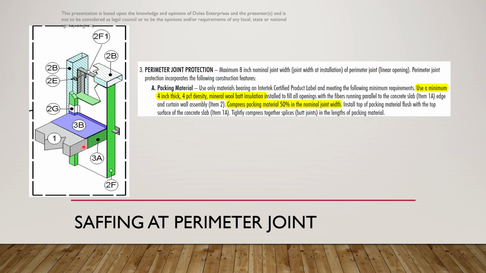One of the first products we're going to deal with is mineral wool. This is 3A that we're identifying here. We're going to start off by using compressed mineral wool to fill this gap between the slab and the curtain wall. In our example, we're using a minimum 4-inch thick, 4-pound PCF density mineral wool bat insulation that is compressed in its packing to 50% of the joint width. This application must be installed exactly as the UL system design, or we can have failure of the entire system.